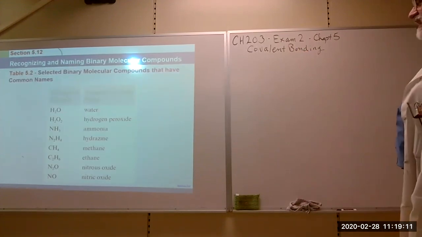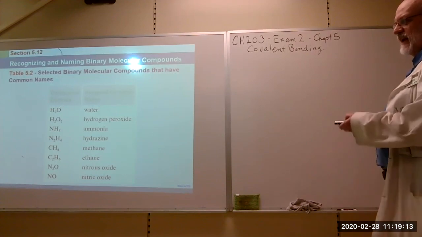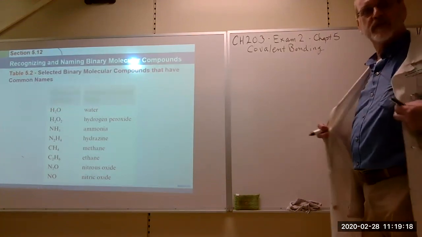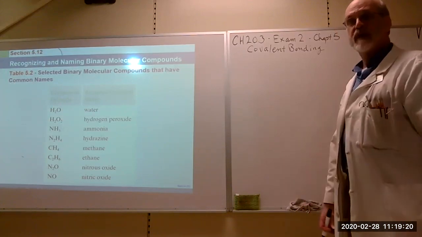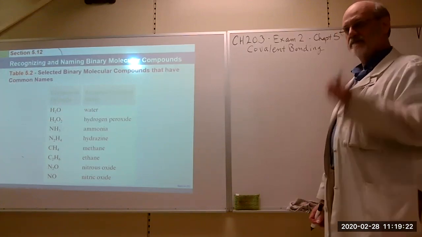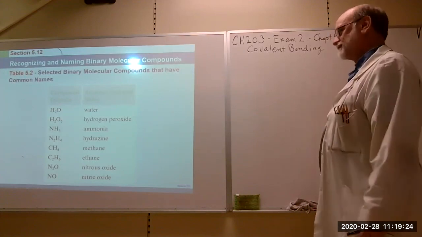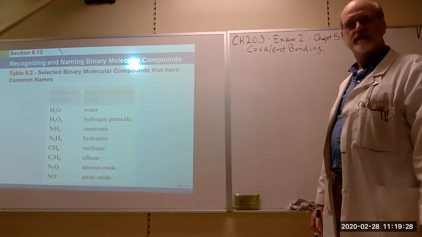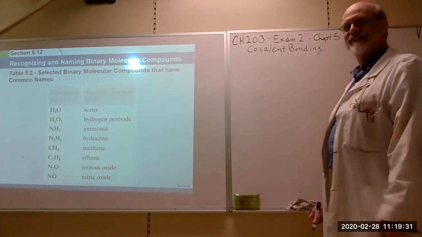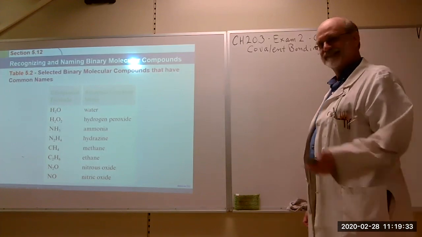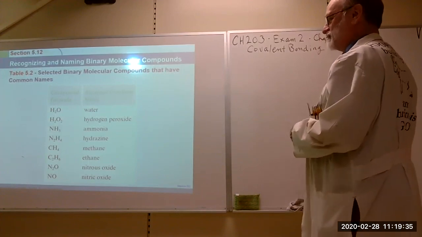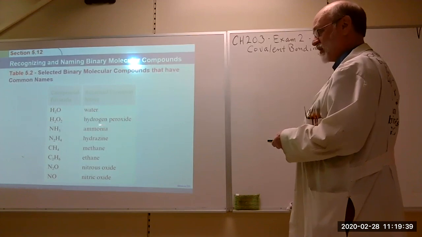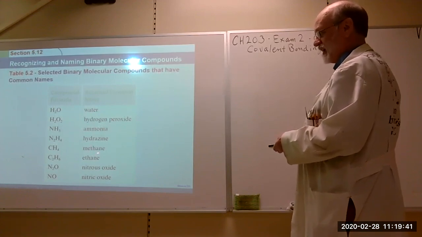Okay. Some things have common names, like water. I read this paper. Somebody thought he was being smart. He wrote this toxicity paper. And he or she, I don't remember who, titled it, The Toxicity of Dihydrogen Oxide. We're talking about water. Hydrogen peroxide, ammonia, special name, hydrazine, methane.